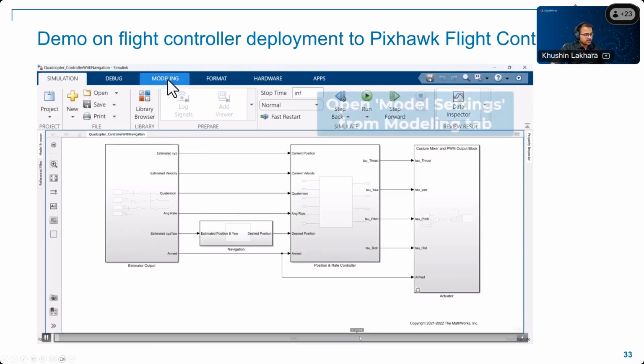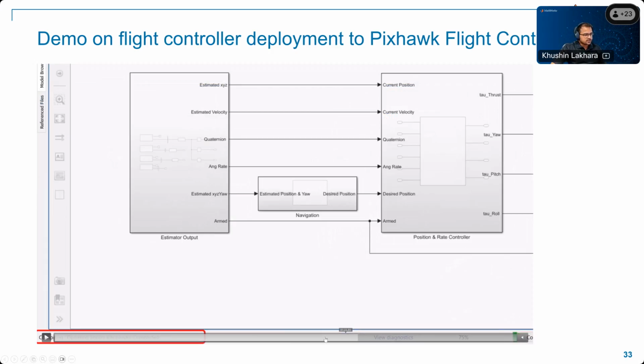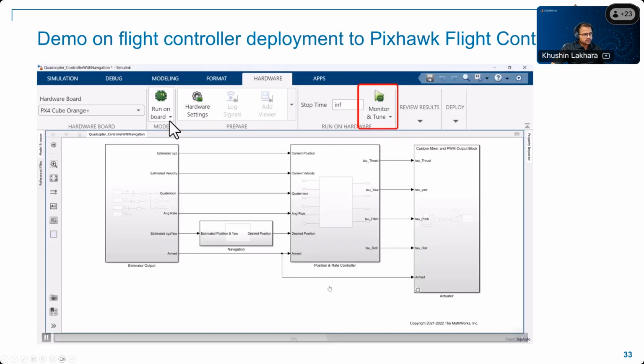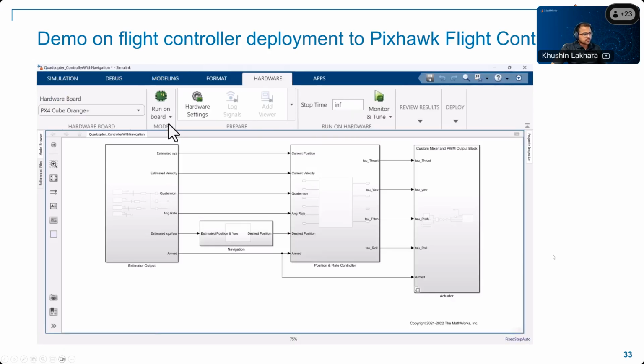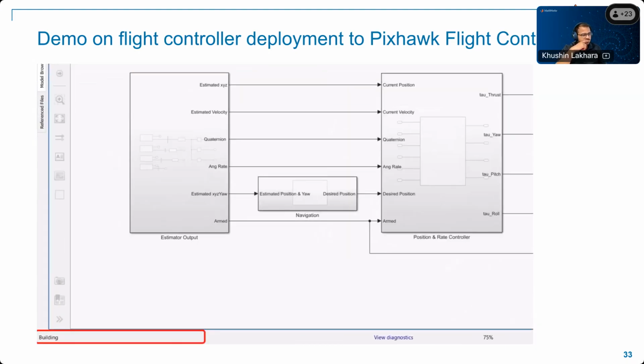So let me go back a little and show you how the code generation starts. We see here that along with monitor and tune, we have this build, deploy, and start feature available. So let's go for the build, deploy, and start feature and see. You can see at the bottom that the code started generating and compiling. Code generation started. Now, this generated code will be deployed on hardware.